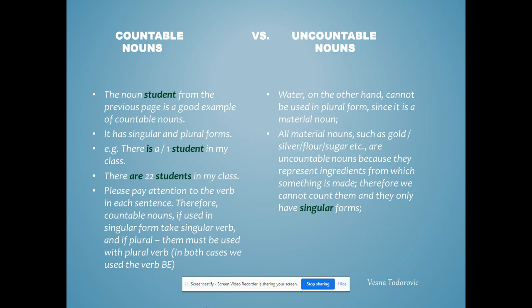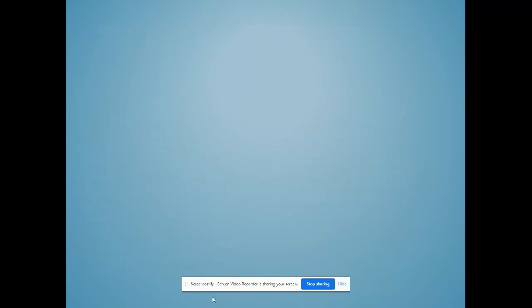Uncountable nouns, on the other hand, never have plural forms. Never. They only have singular forms. In the example that we had before, water, an uncountable noun, is a material noun. What does it mean, material? All material nouns represent nouns that make ingredients of what we normally make. So gold, silver, flour, sugar, they're all uncountable nouns and always in singular forms.